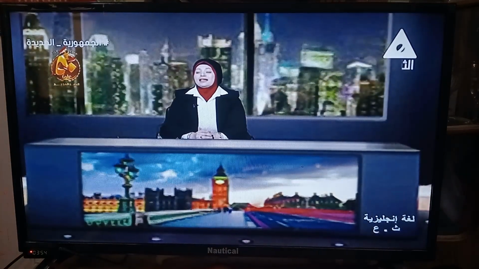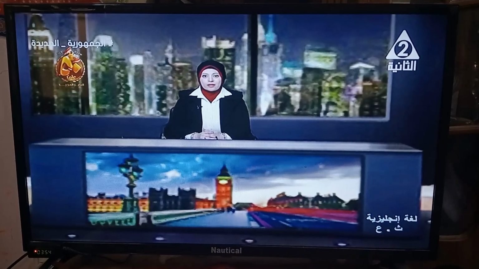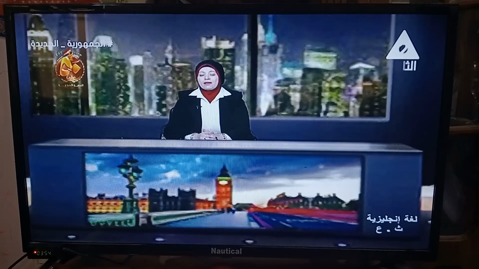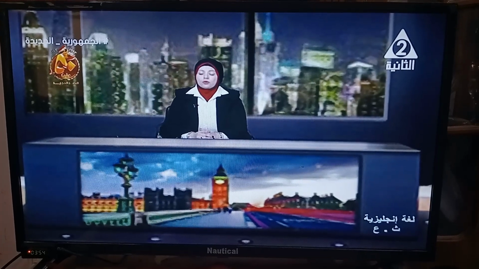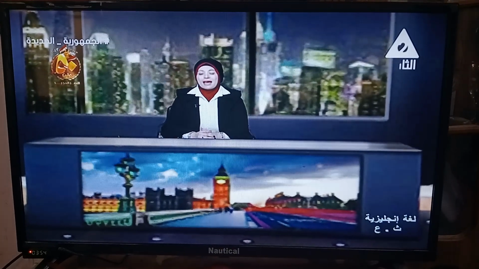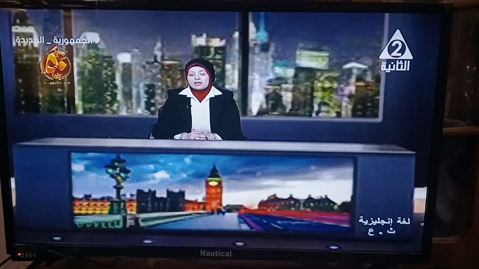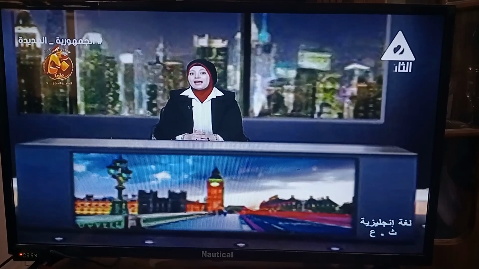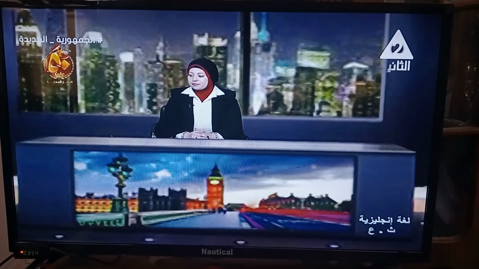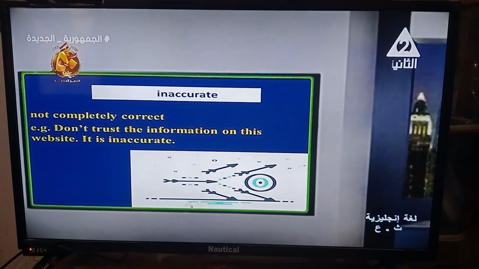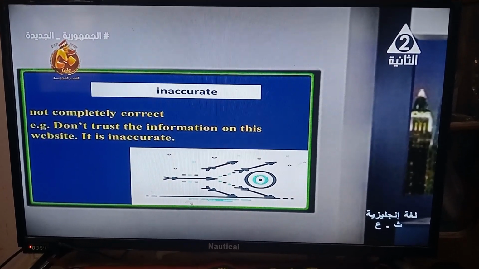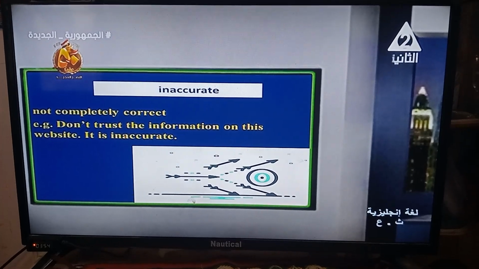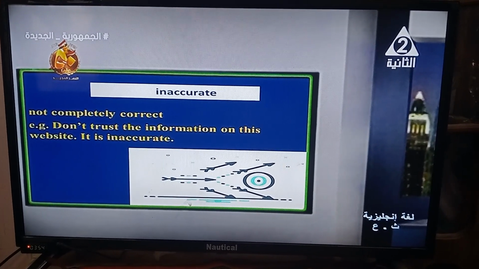And the next word we have here is the word inaccurate. Inaccurate. Of course, it's an adjective that means that something is not totally correct. It's not accurate. So the word inaccurate is the opposite of the word accurate. Okay, let's have a look at this example. Don't trust the information on this website. It's inaccurate. So the word inaccurate here means not completely correct.